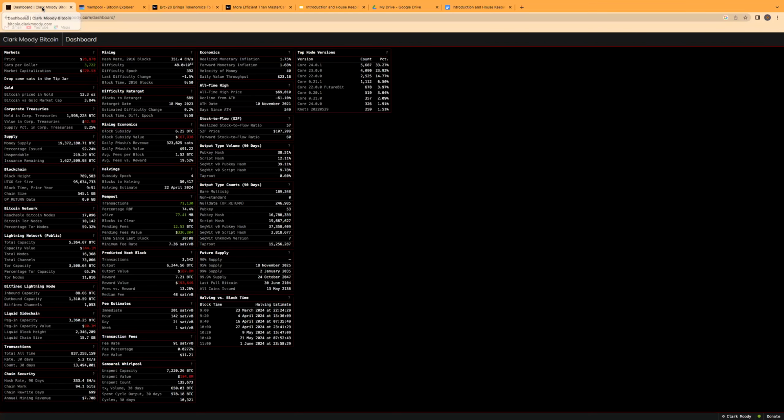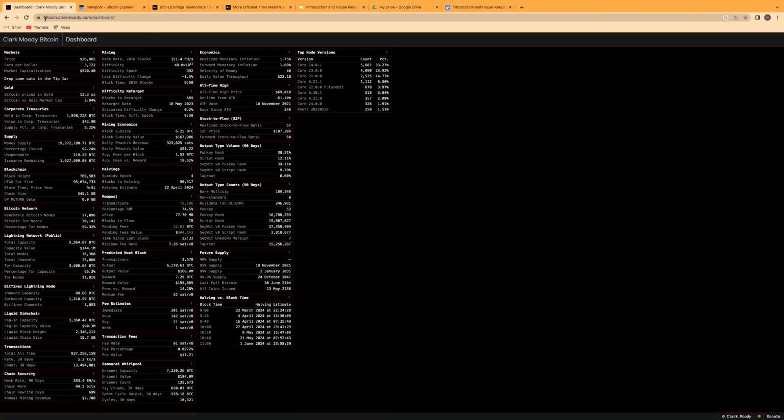So straight on to the Clark Moody's dashboard. Bitcoin is currently sitting at $26,865. And a single dollar will get you 3,722 sats. Current market capitalization for Bitcoin is $520 billion. So it's still over the $500 billion mark, which is good to see.